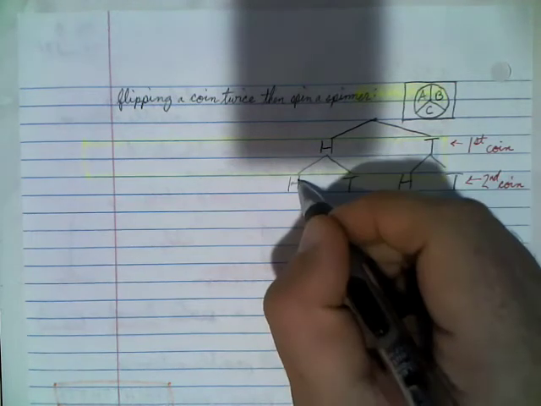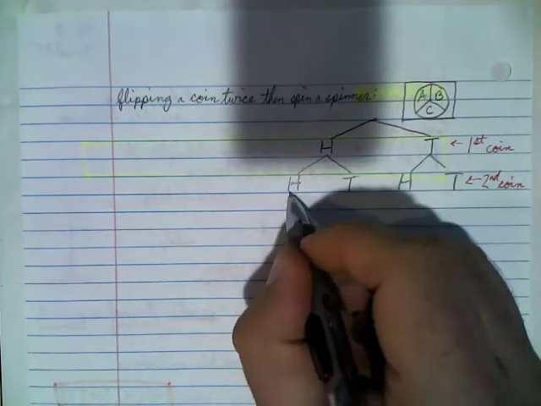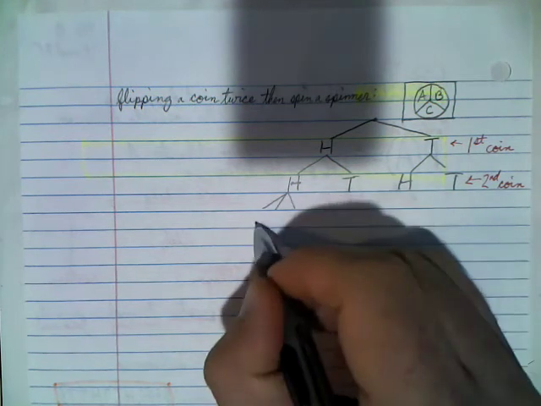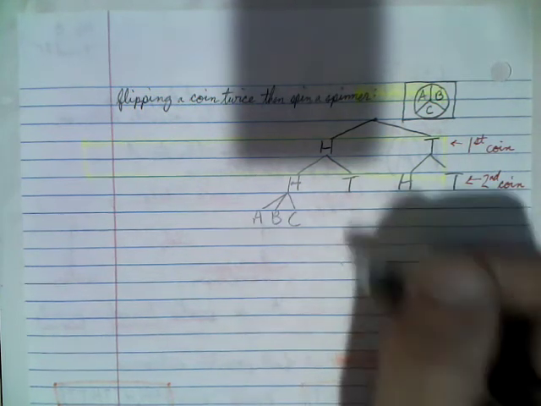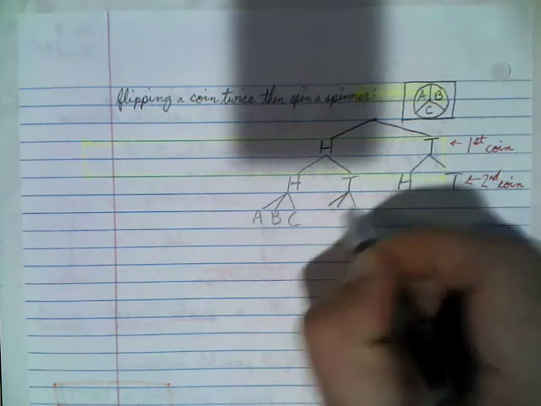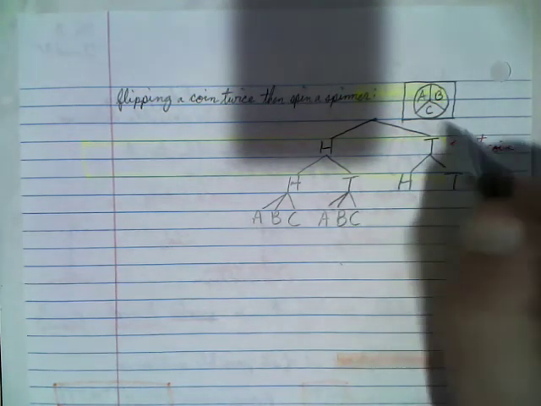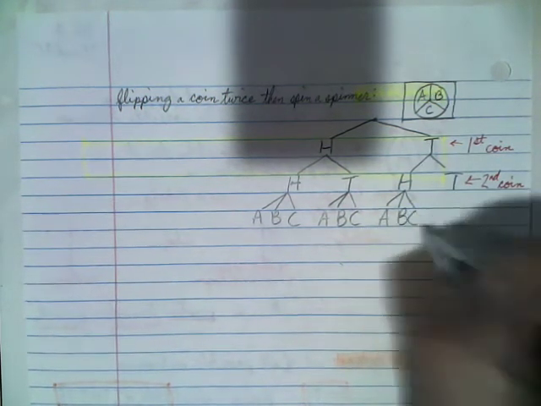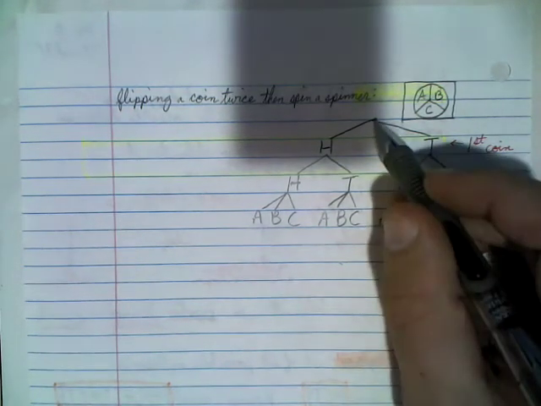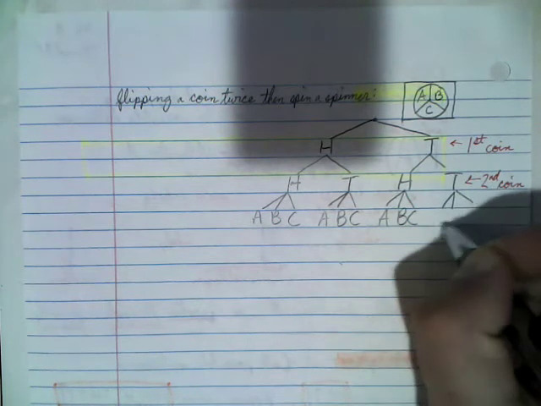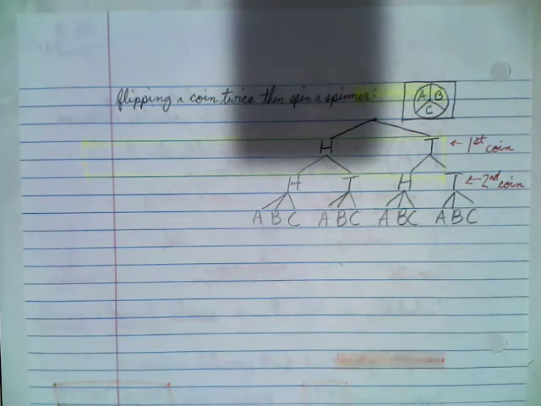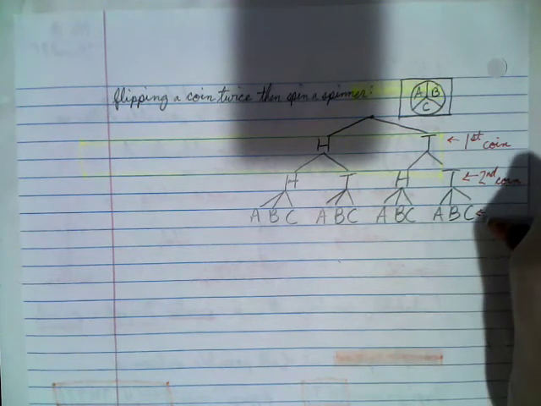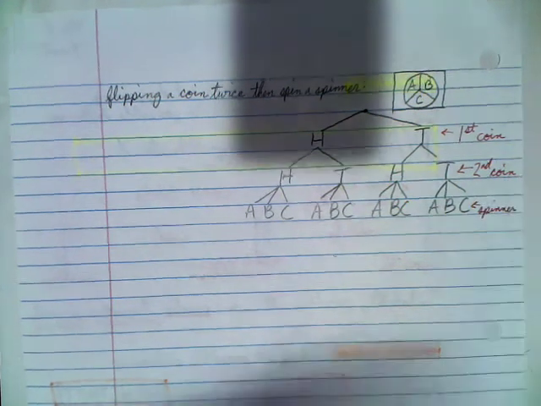But we have a third action now, because now we need to spin the spinner. So if we spin the spinner, if I got heads followed by heads, what could you get on the spinner? Well, I mean, your coin flips aren't going to affect your spinner at all, so you could still get A, B, or C. If you got heads followed by tails, you could still get A, B, or C. If you got tails followed by heads, well, again, the coin flips don't affect the spinner, so you're still going to get A, B, C on the spinner. And then finally, tails, tails, same thing. So this bottom level then represents the spinner.